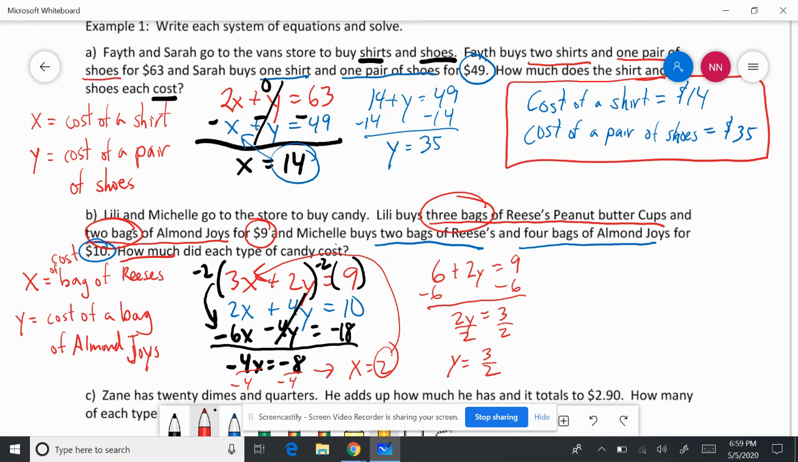Now, we're talking about the cost of candy, and nobody says that the cost of candy is 3 over 2. What they do is they write it as a decimal, 1.5, or 1.50, meaning that the bag of Reese's is equal to $2, and the bag of Almond Joys is equal to $1.50.